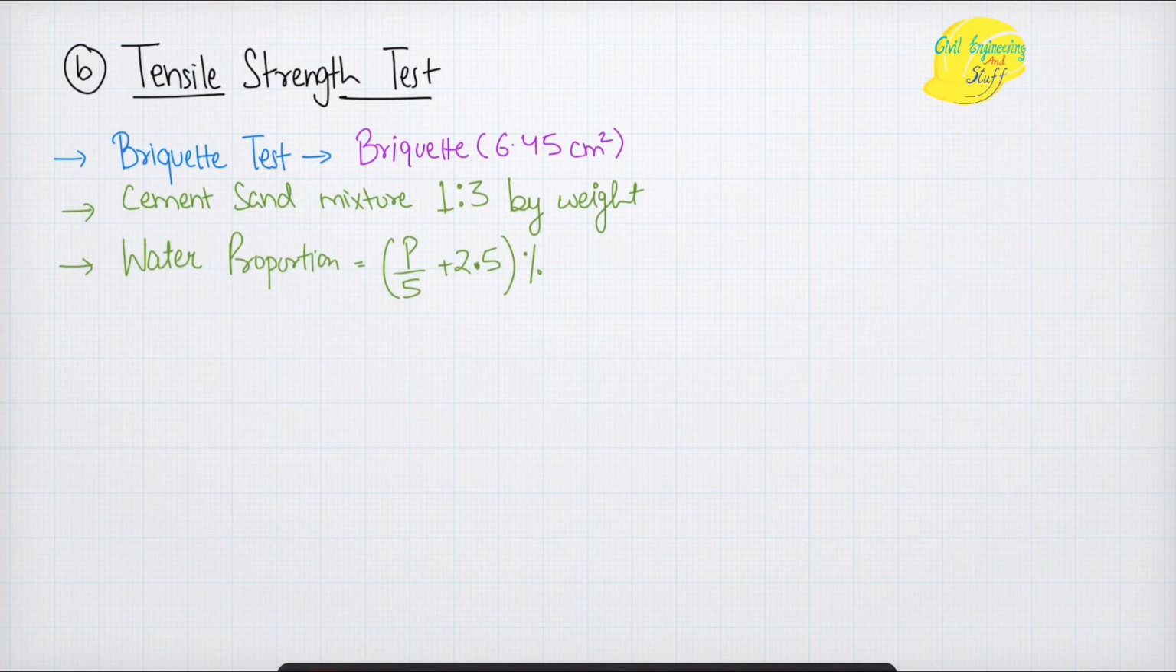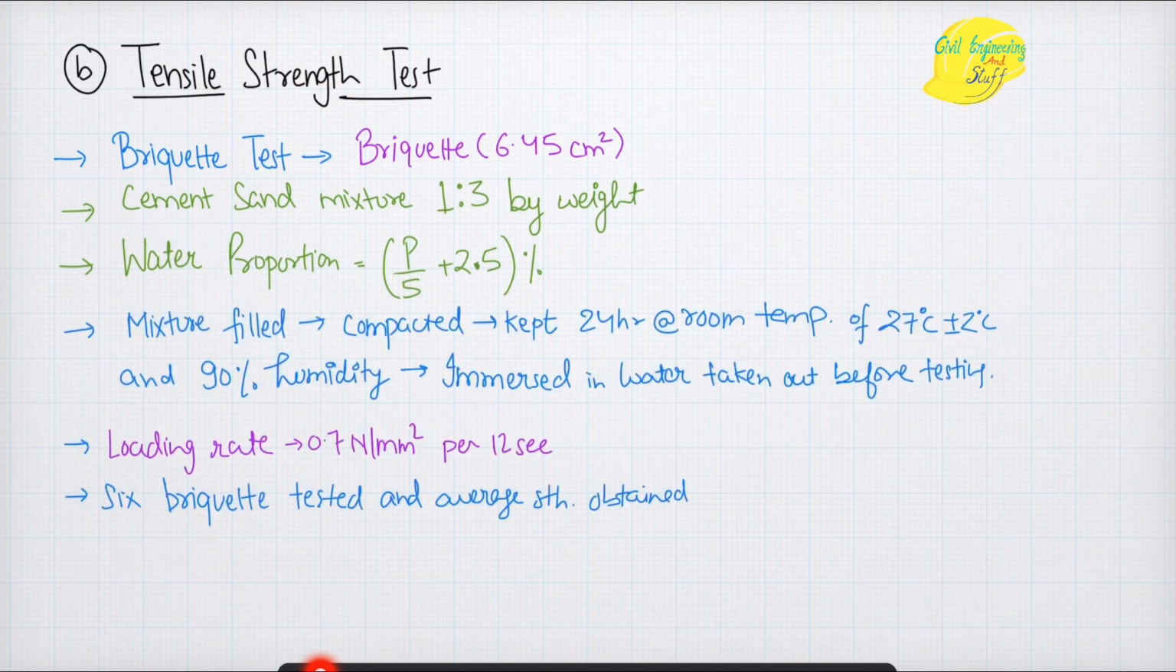Now again the cement sand mixture is 1:3 by weight, and the water proportion is P/5 + 2.5% by weight of cement and sand. So this is the quantity of water that we are going to use to conduct the tensile strength test for the cement. The testing procedure is more or less the same. The mix is filled in the mold, compacted, kept for 24 hours at room temperature and 90% humidity, then immersed in water and taken out just before the testing. The loading rate is 0.4 Newton per mm square per 12 seconds in the machine.